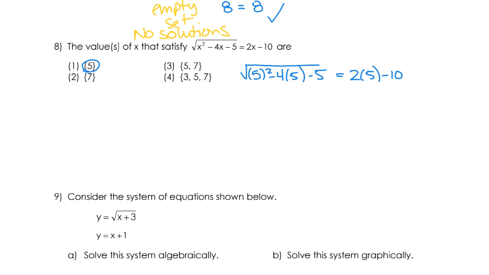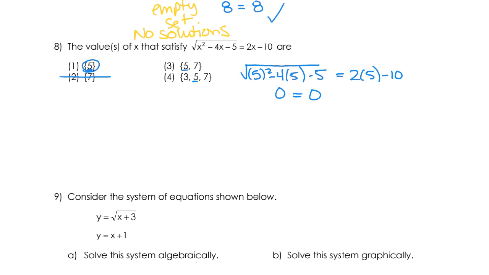If I type in the left-hand side, I end up with 0. Equal to, if I type in the right-hand side, I also end up with 0. And therefore, 5 is a solution. So what that tells me is that choice 1 has to stay, choice 3 has to stay, and choice 4 has to stay. But choice 2, there's no 5 in there, and therefore, since 5 is a solution and choice 2 doesn't have 5, choice 2 is gone.